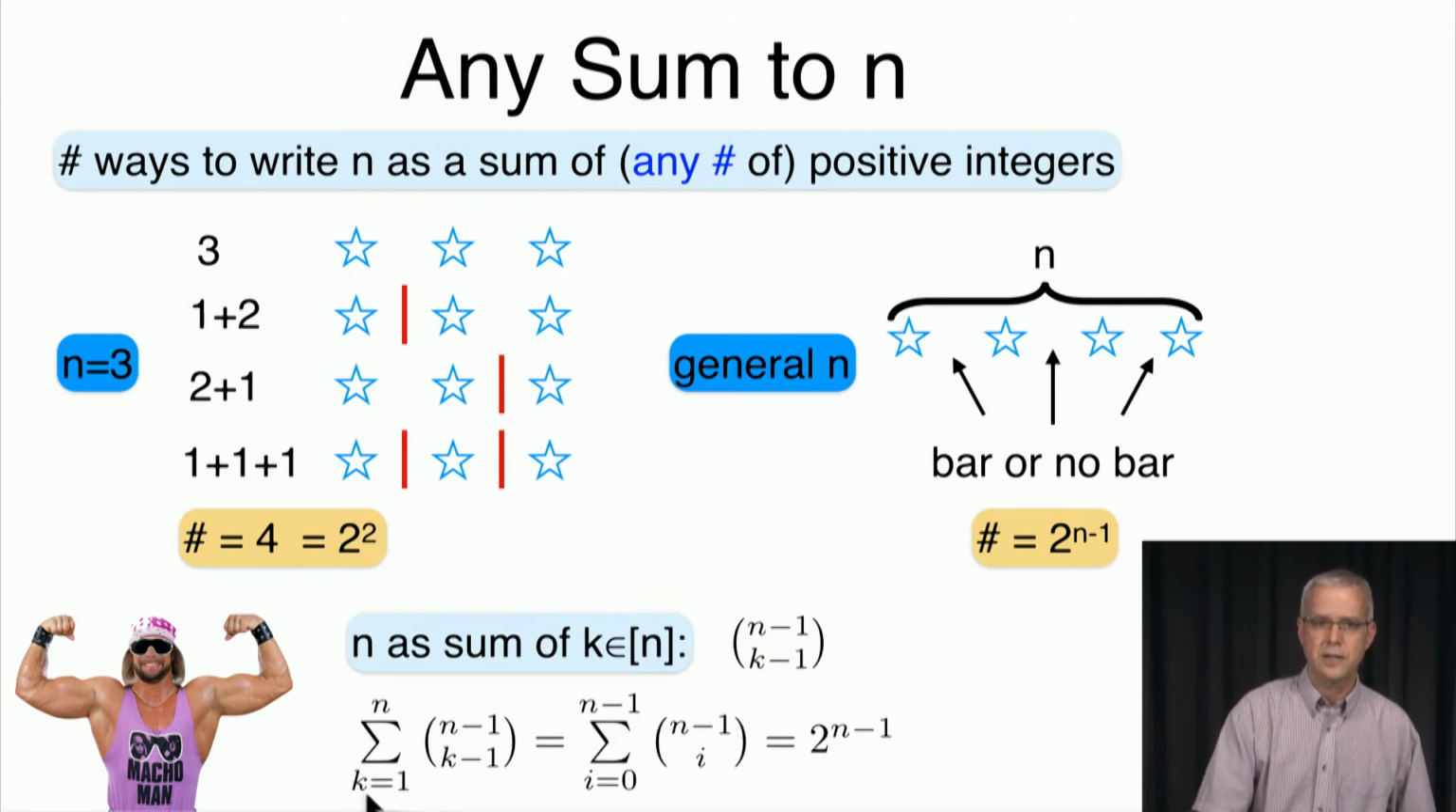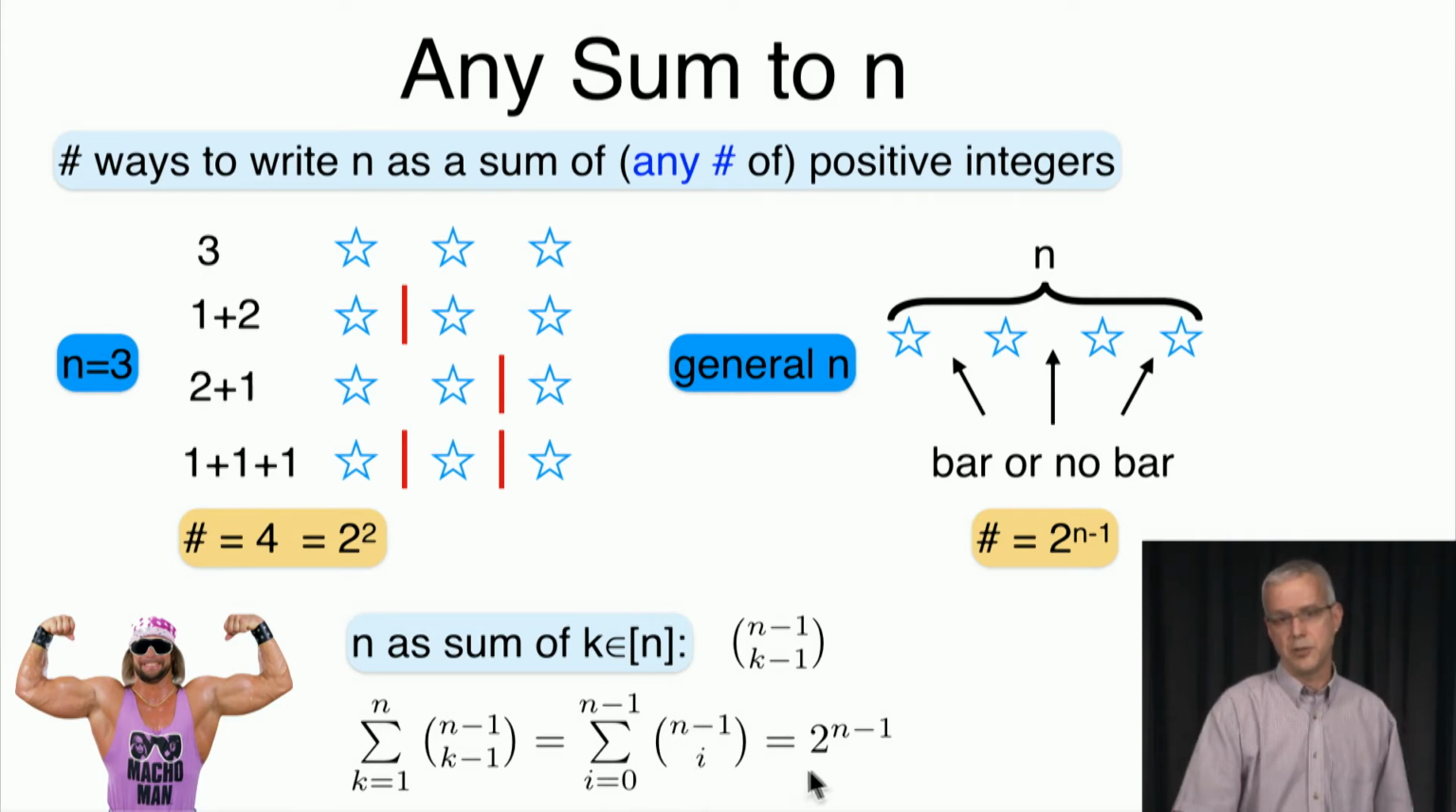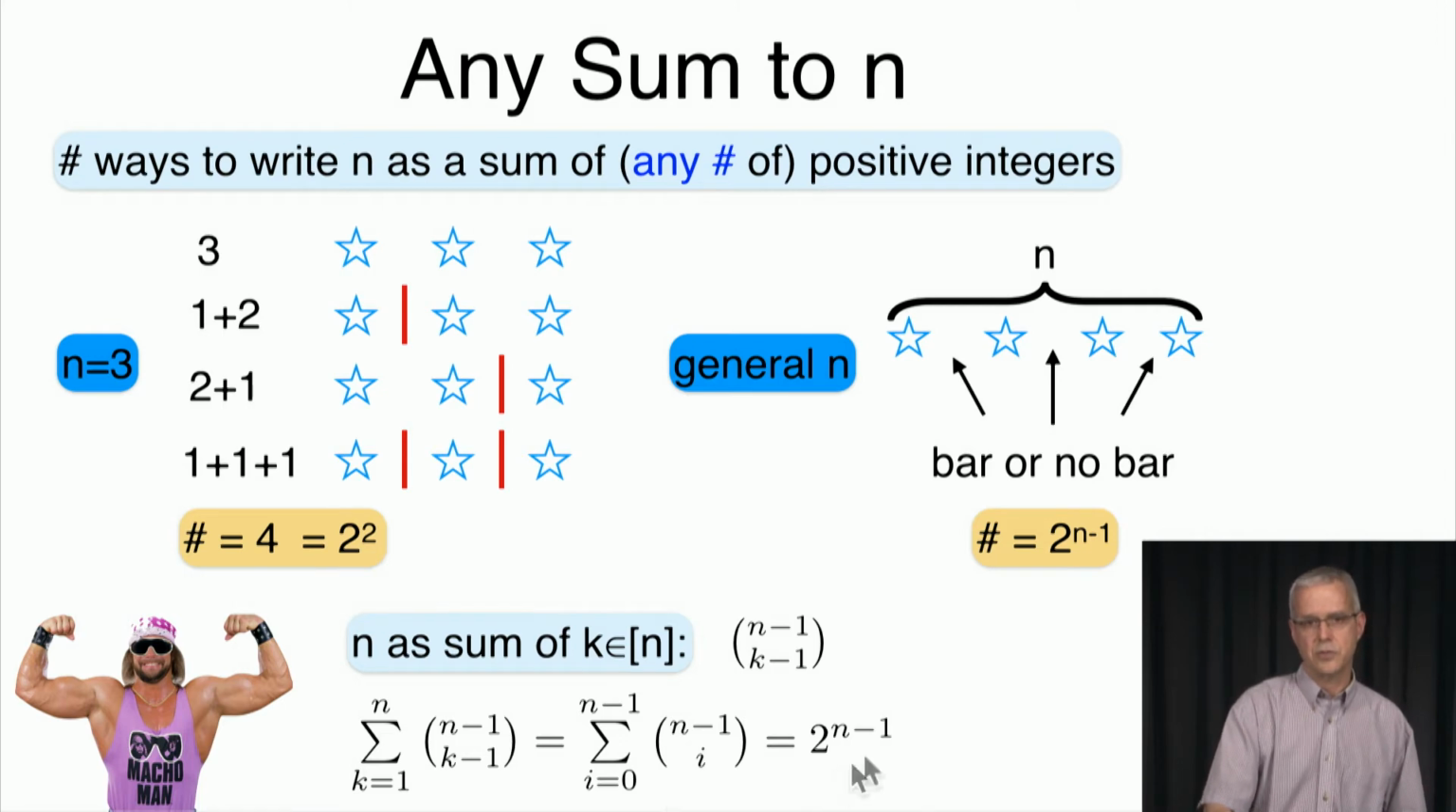So we can say that this number is going to be the summation of k going from 1 up to n, of n minus 1 choose k minus 1. But now you see that k minus 1 starts at 0 and goes to n minus 1. So it's the summation of i going from 0 to n minus 1 of n minus 1 choose i. And then by the binomial theorem, the sum is just 2 to the n minus 1, agreeing with what we got here. Okay, all right.